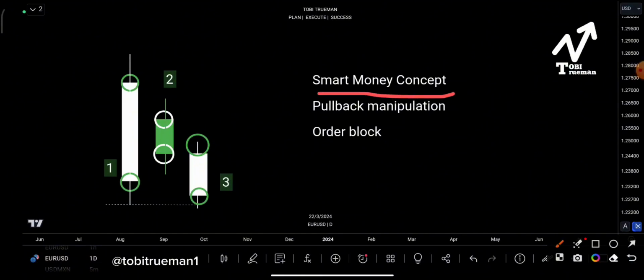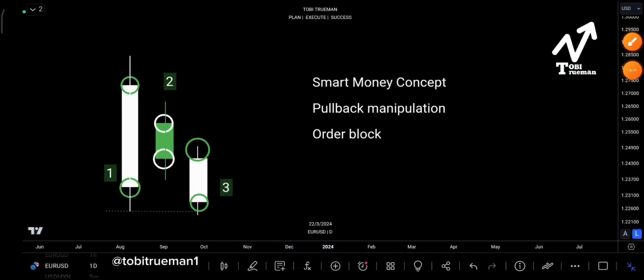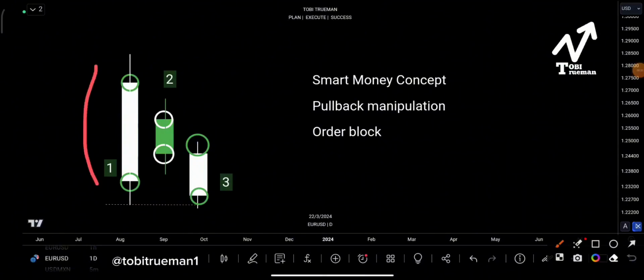Then in this pullback manipulation, we are going to be looking at order block. In the previous one, we looked at inducement, the pullback manipulation that happens with inducement. But right now, we'll be looking at pullback manipulation that happens with order block. Before we go into that, let me make an illustration here with these candlesticks.